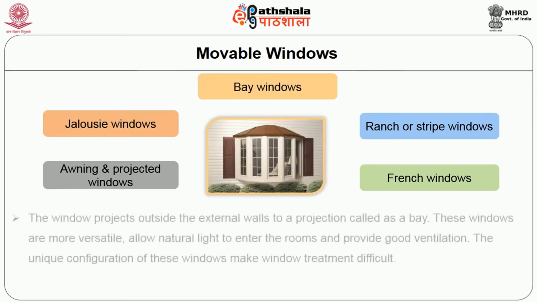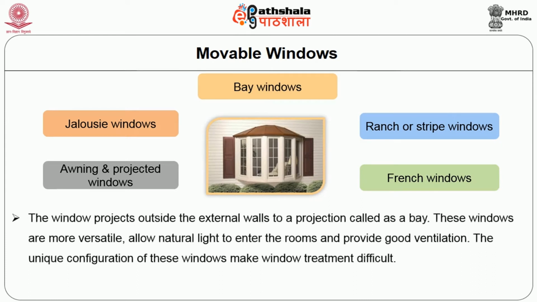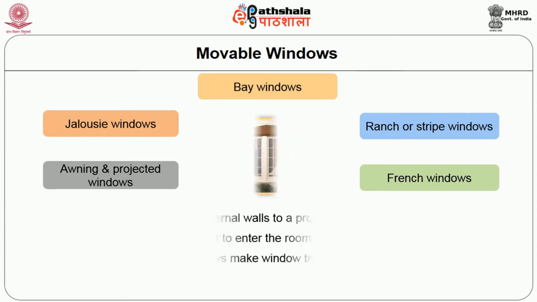Bay windows. Bay windows project outside the external wall of the room, and they are large curved windows designed to fit a given space or a group of 3 or more windows placed at an angle to each other. The windows project outside the external walls to a projection called a bay. These windows are more versatile, allow natural light to enter the rooms and provide good ventilation. The unique configuration of these windows makes window treatment difficult.